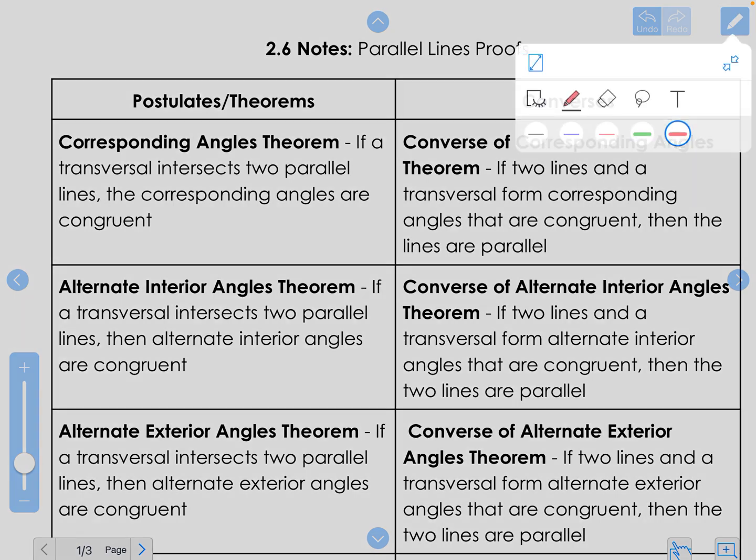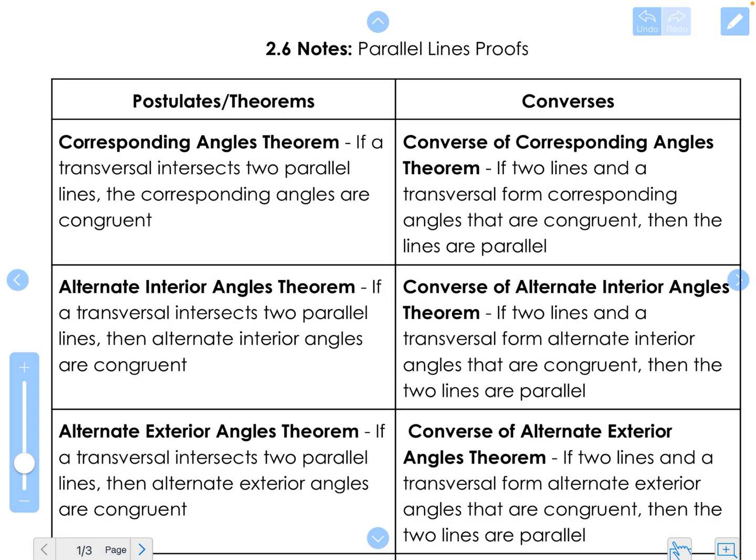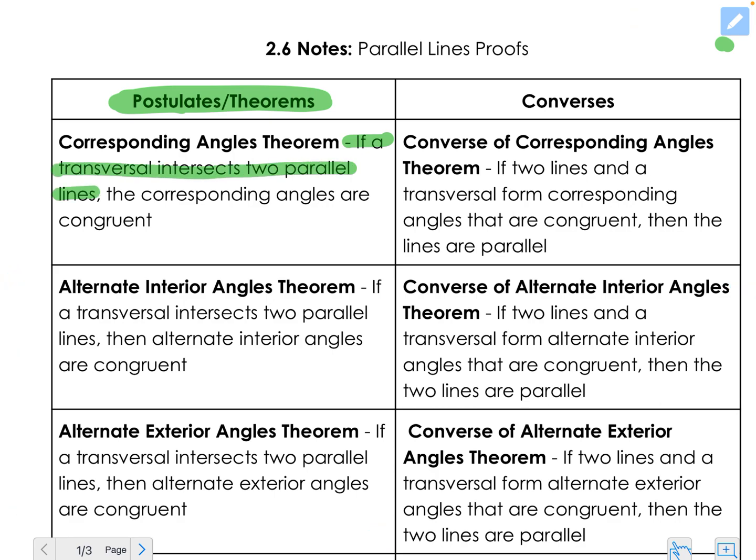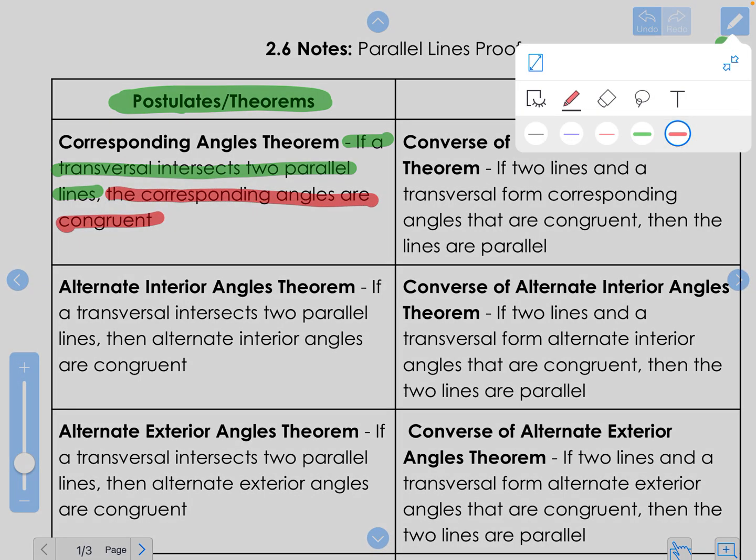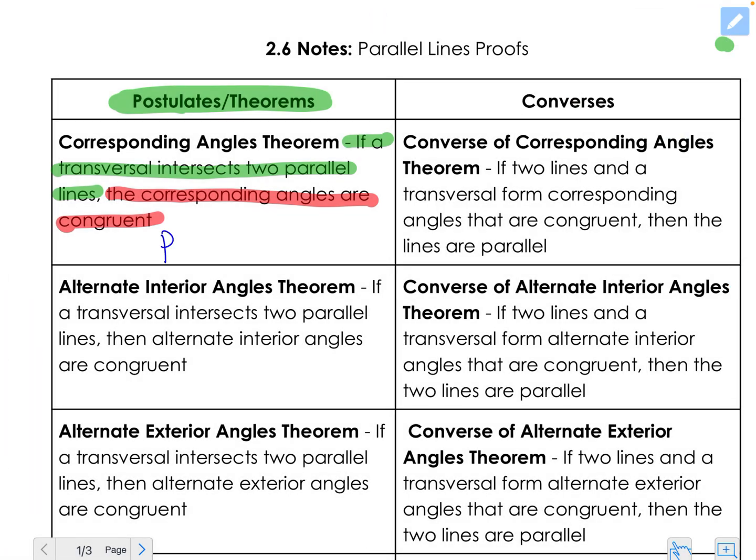So the first and most important thing for us to understand is that we have two different types of proofs, and we have two different types of theorems and postulates that we're going to use. So we're going to talk about this first column first. These postulates and theorems are corresponding statements. If a transversal intersects two parallel lines, that's our hypothesis, then our conclusion is that the corresponding angles are congruent. So this is written in a P then Q format.